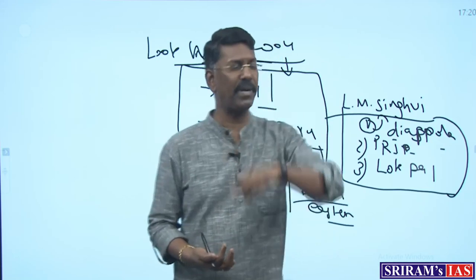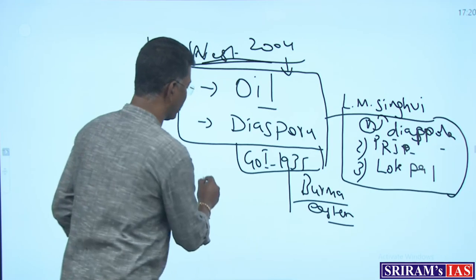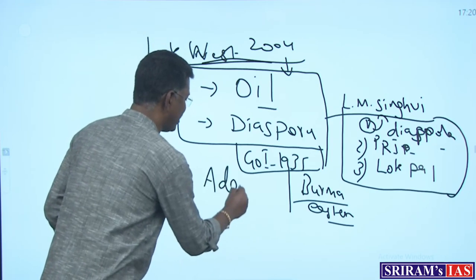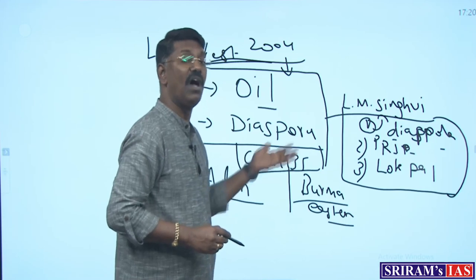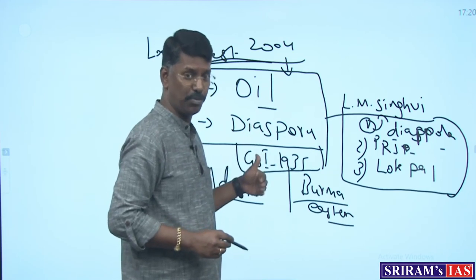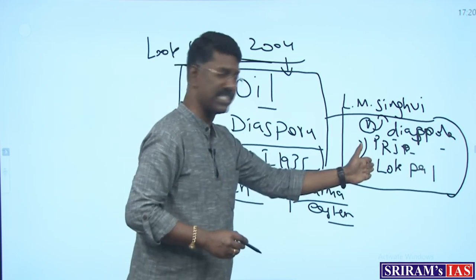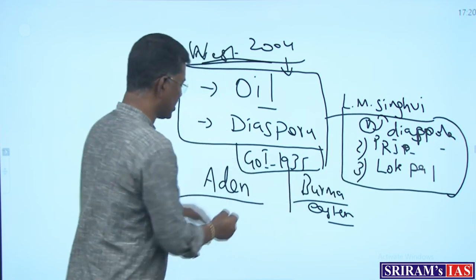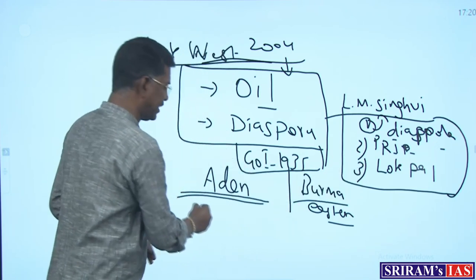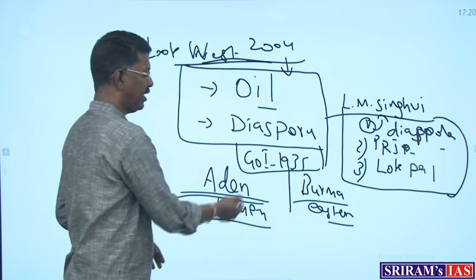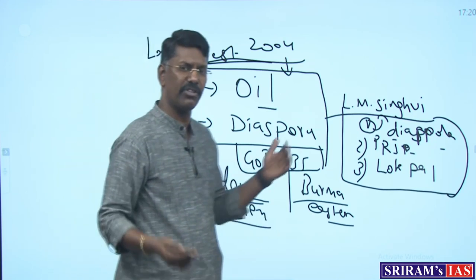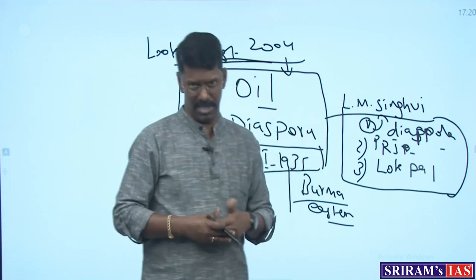The 1935 Act also separated another area from the western part in the name of Aden. Aden was part of British India until 1935. After 1935, the enforcement of the Government of India Act not only separated Burma on the eastern side; on the western side, Aden also got separated and annexed with Yemen.